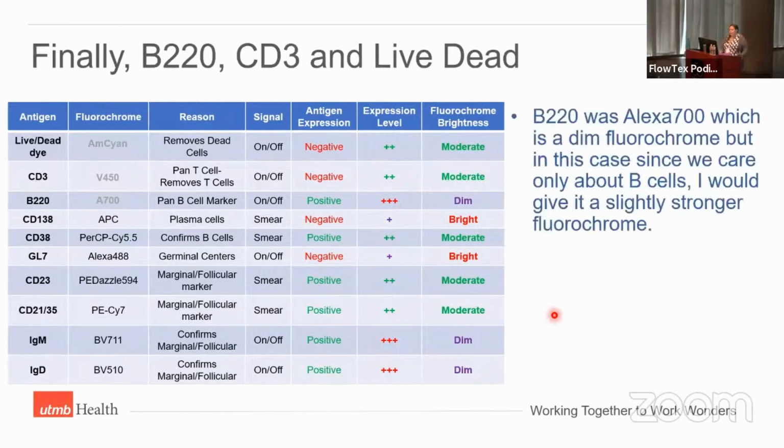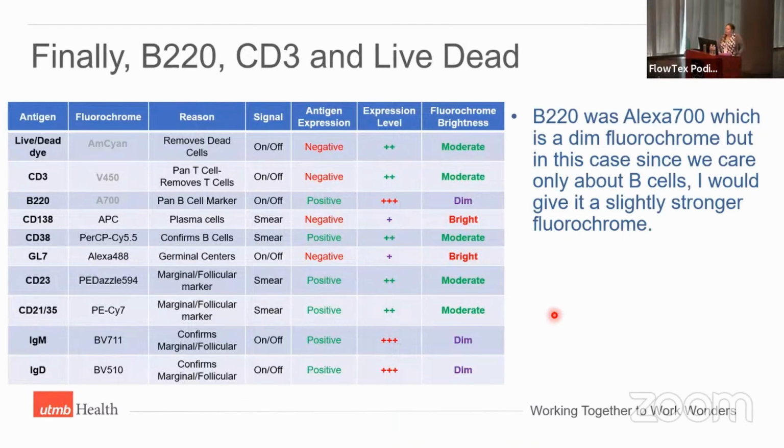And then we just went ahead and we changed our B220, CD3, and AmCyan. This is actually in the second version that we changed these fluorochromes. In our first version, again, the lab didn't want to spend a lot of money, so we didn't change them right away, but we ended up changing them in the second version.